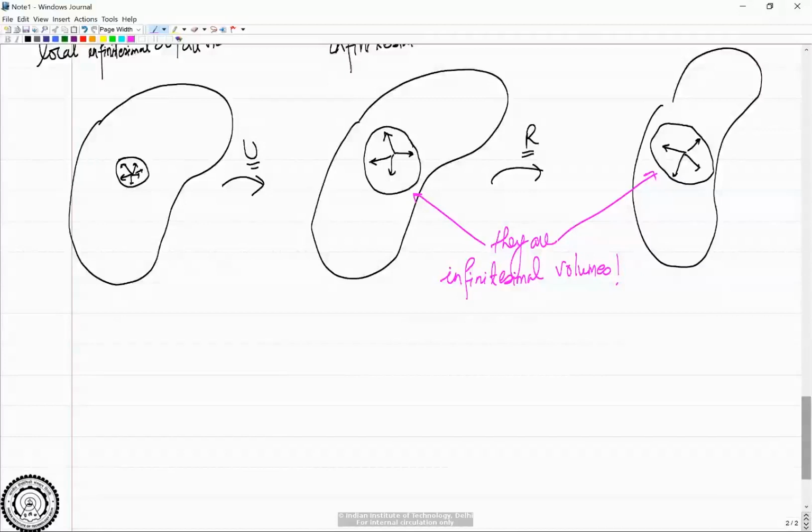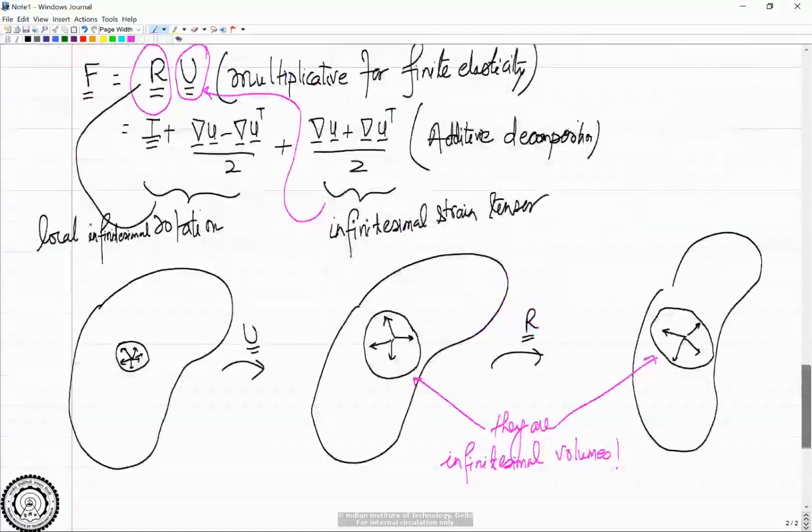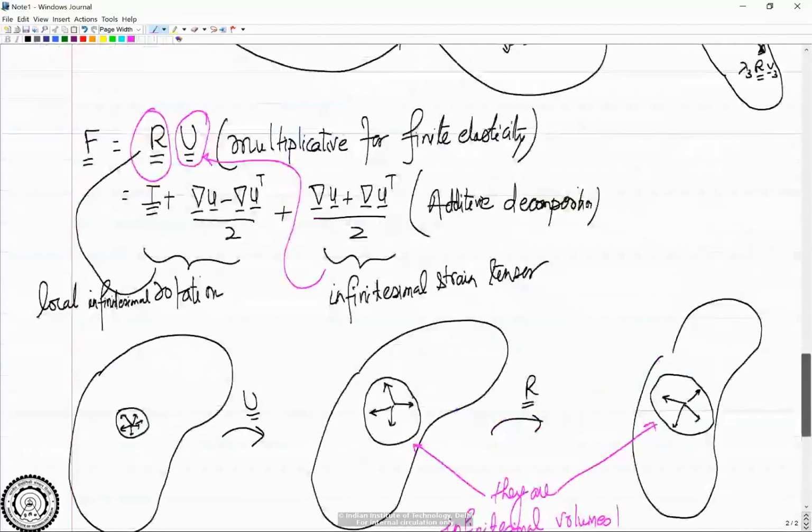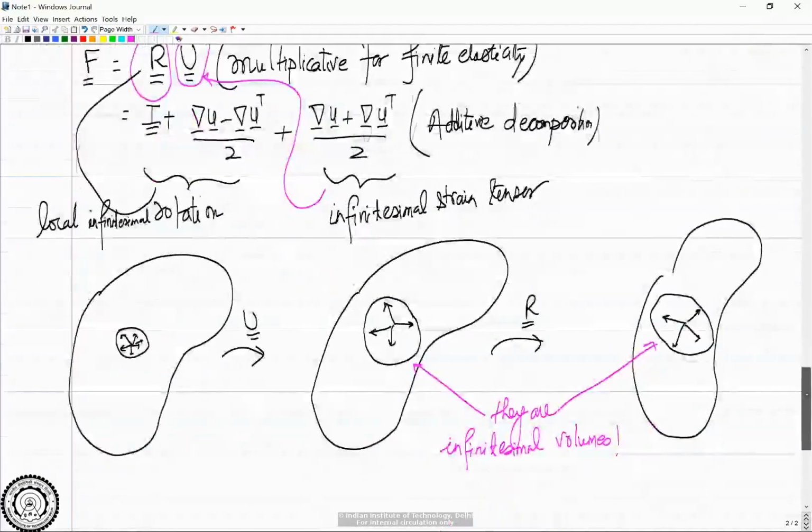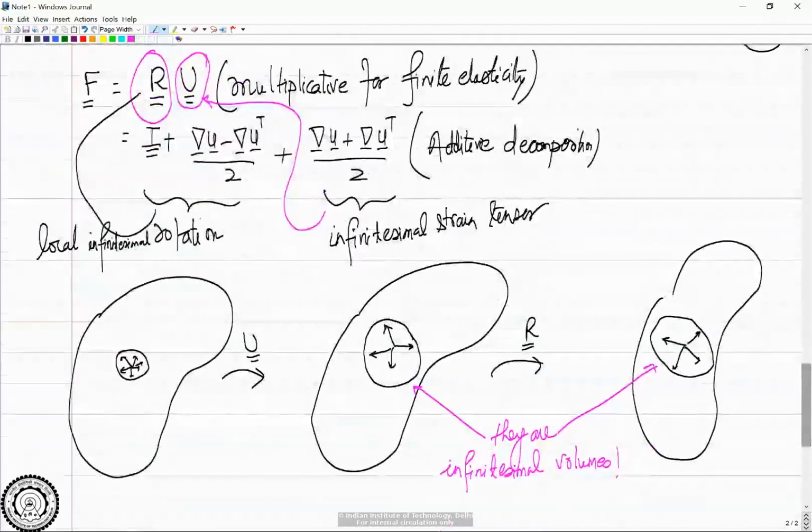So that is the same as the one you wrote here for additive decomposition, right? Because del U, we just decomposed into symmetric and anti-symmetric part. That is true, yes. We got this in the finite elasticity case, right? Like in the general case itself, we got this second formula. Okay, very good.